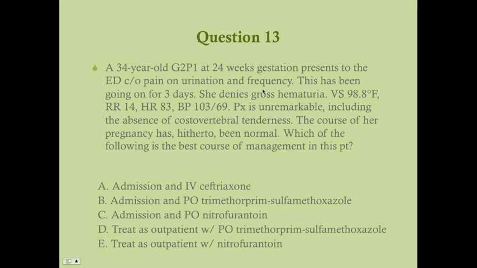Question 13. A 34-year-old G2P1 at 24 weeks of gestation presents to the ED complaining of pain on urination and frequency. This has been going on for 3 days. She denies gross hematuria. Vital signs are 98.8 Fahrenheit, respirations 14, heart rate 83, blood pressure 103/69. Physical exam is unremarkable, including the absence of costovertebral tenderness. The course of the pregnancy has hitherto been normal. Which of the following is the best course of management in this patient?